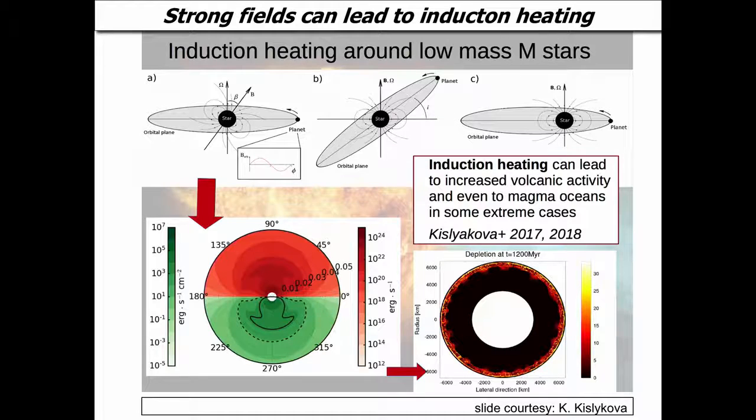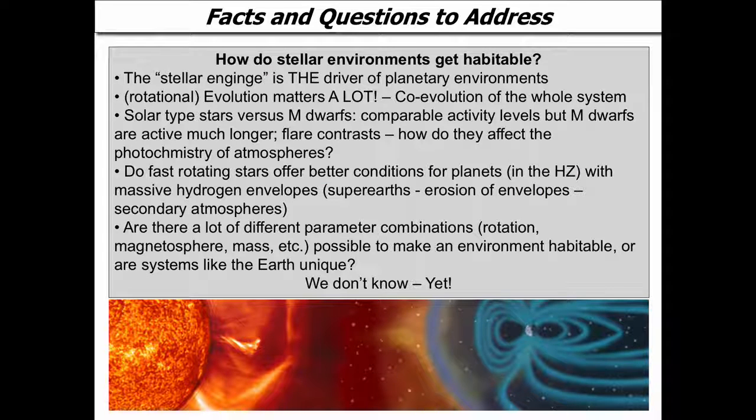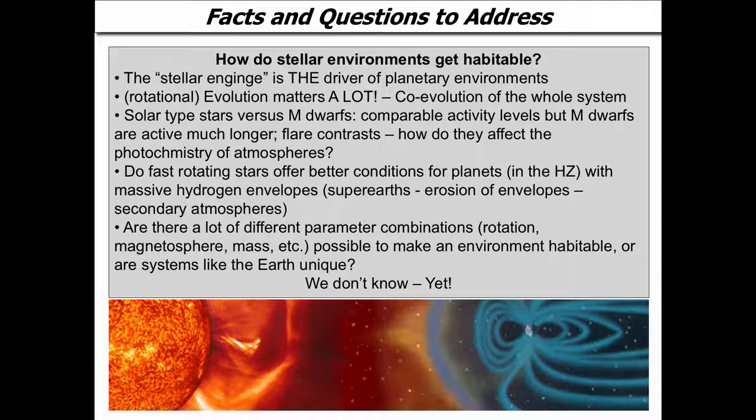So, to finalize, I would like to summarize some facts and questions to address. The star is the driver of planetary environments, in terms of how the planetary atmosphere is eroding. I hope I got this message through, that the star is at the center of the evolution, and the co-evolution with the planetary system is really important when we talk about habitability. The rotational evolution together with the magnetic field evolution and activity evolution matters a lot. And if you want to understand the habitability of a planet, we need to understand the co-evolution of the whole system.